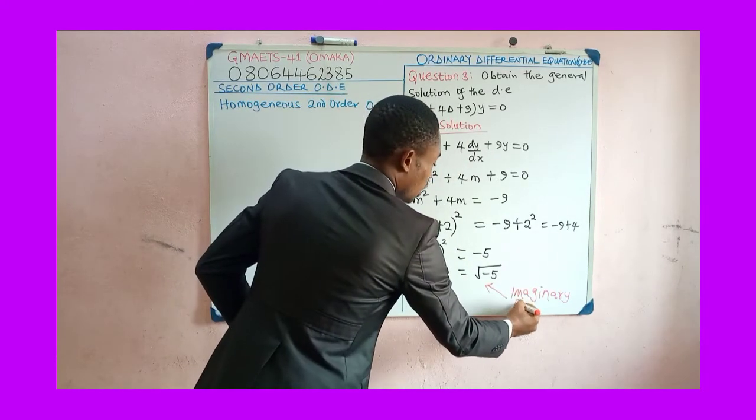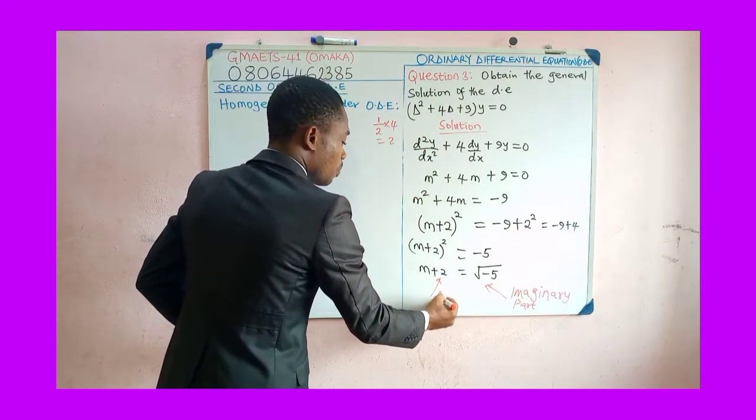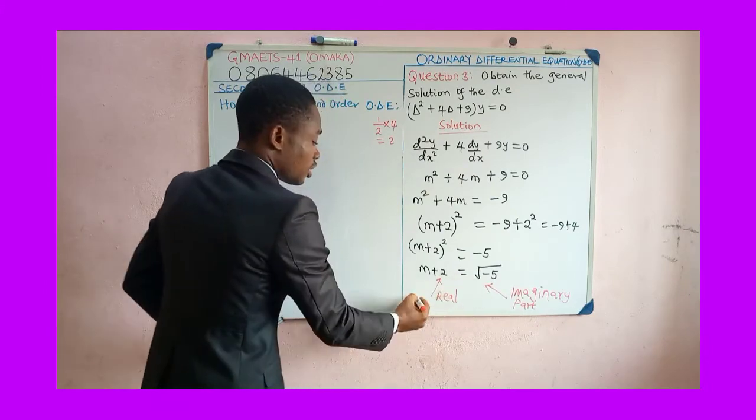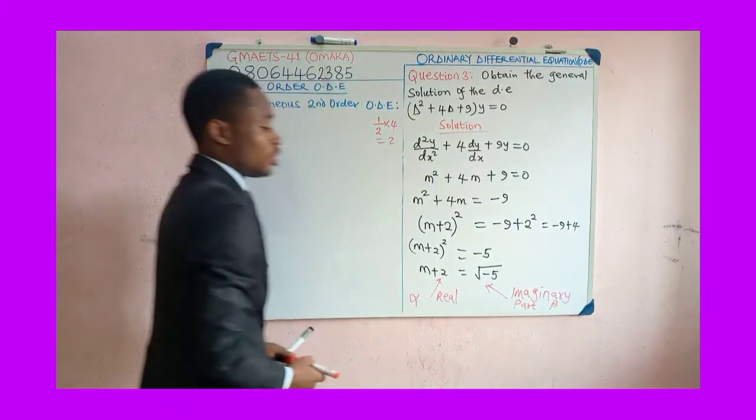So that is the imaginary part of our solution. That is where we'll get our beta from, and then this part will give us the real part. This is where we get our alpha. So you get alpha from here, you get beta from here. Is that okay?